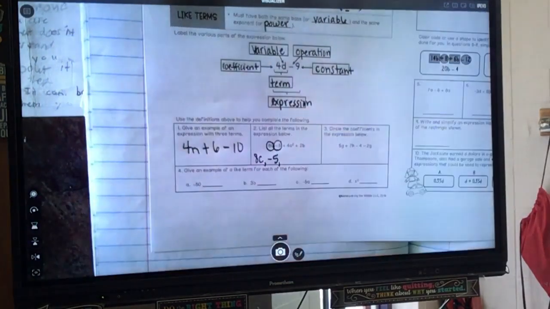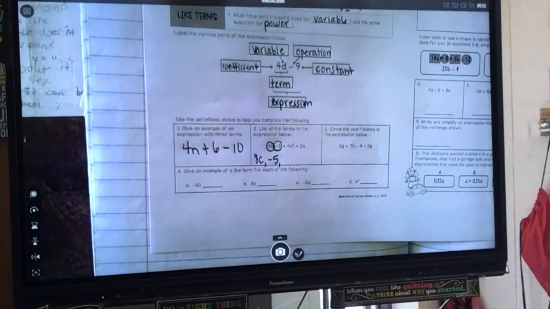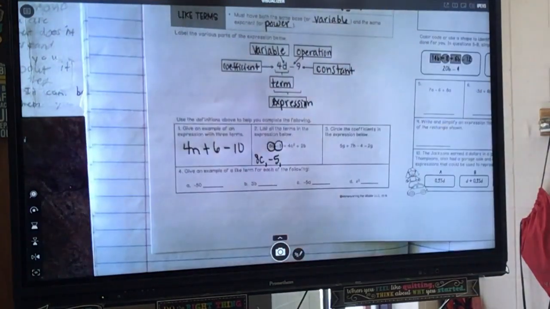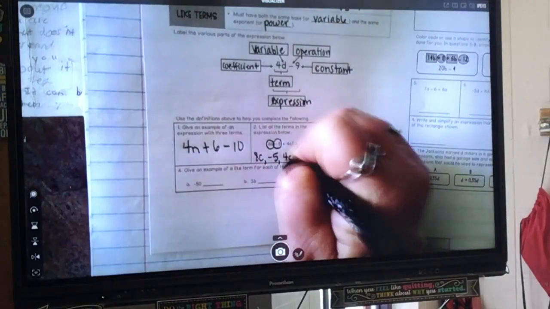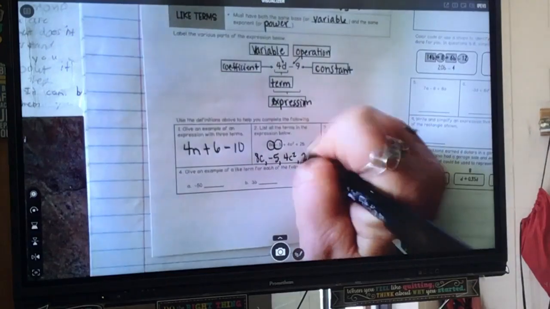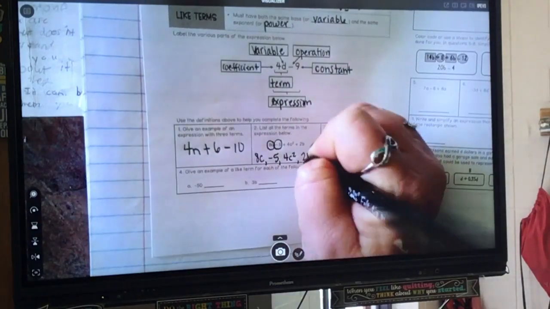All right, the next one is 4c squared. So do we have to put the plus 4c squared? No. Right, because we already know it's positive, and then obviously we don't have to put the 2b.